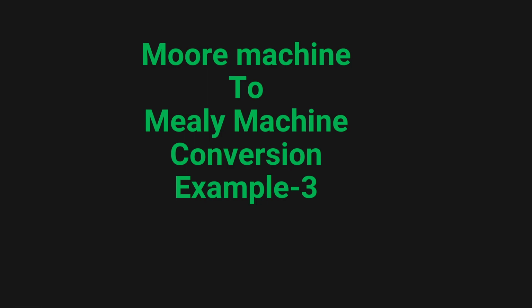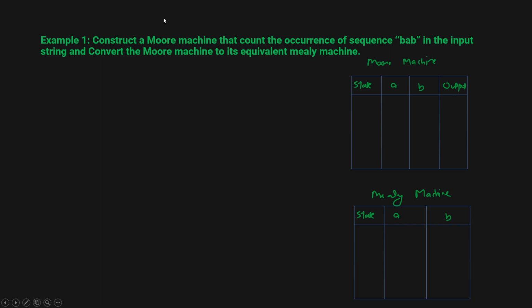Today we'll look at another example of converting a Mealy machine to its equivalent Mealy machine. So let's get started. This is the problem: we have to construct a Mealy machine that counts the occurrence of the sequence BAB. So what is the sequence? It is BAB. Let's choose green color. We have to look for the string BAB in the input string, and then convert that Mealy machine to its equivalent Mealy machine.